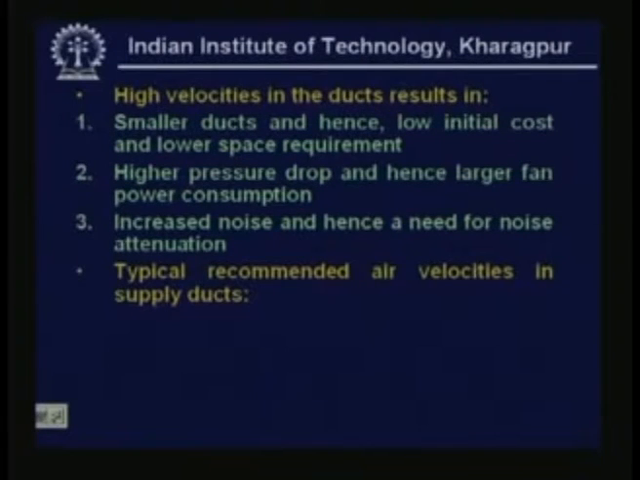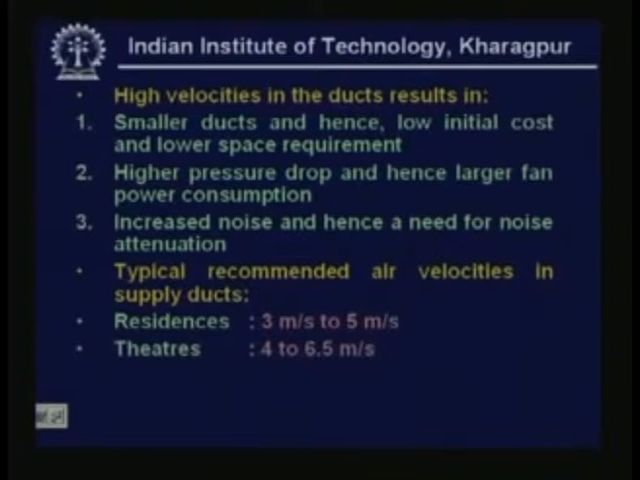The typical recommended air velocity in supply ducts are as follows. For residences, normally the velocities are between 3 to 5 meter per second, and in theatres the velocity is between 4 to 6.5 meter per second, whereas in restaurants it can be between 7.5 meter per second to 10 meter per second. As I said, one of the important criteria for selecting the air velocity is noise. So, in residences normally noise is not tolerated, so you have to maintain low noise, whereas in places like restaurants, where you have high background noise, you can afford to have higher velocities. So, the higher noise generated because of the higher velocities is not a problem.